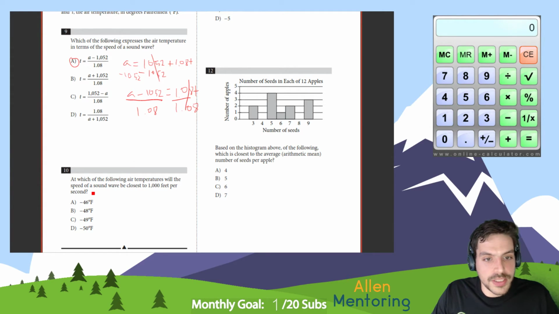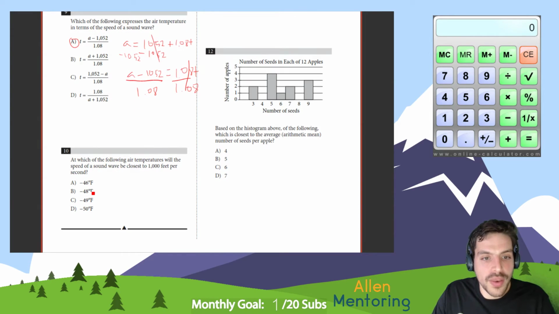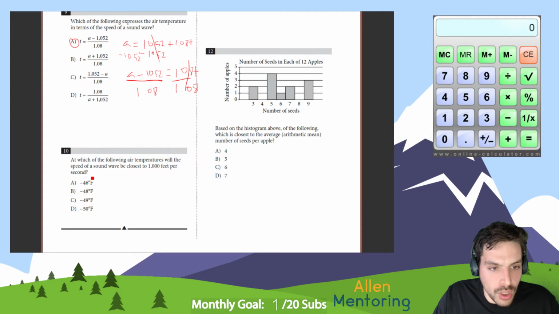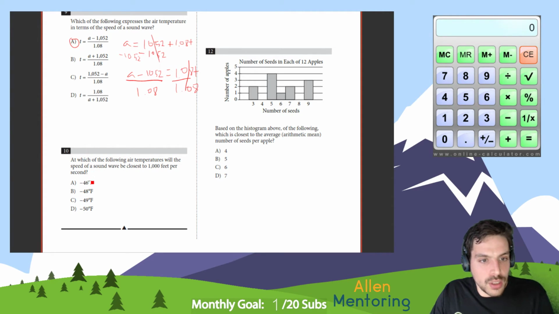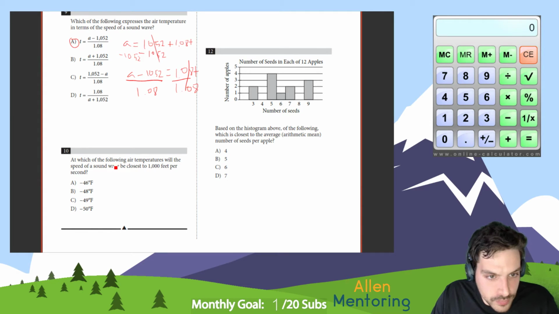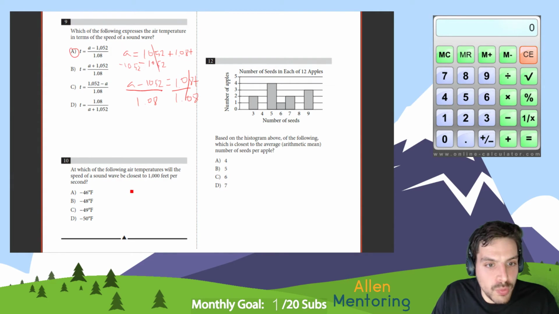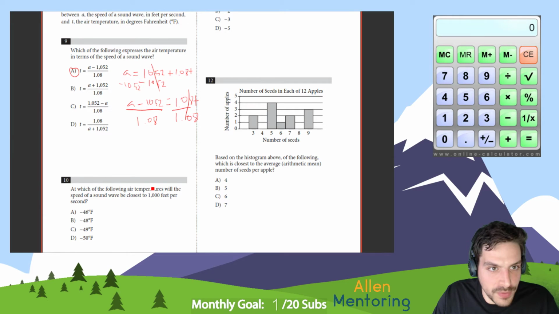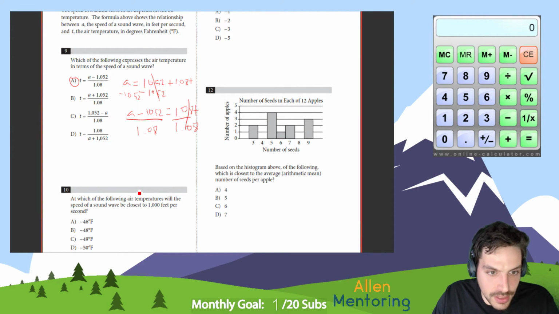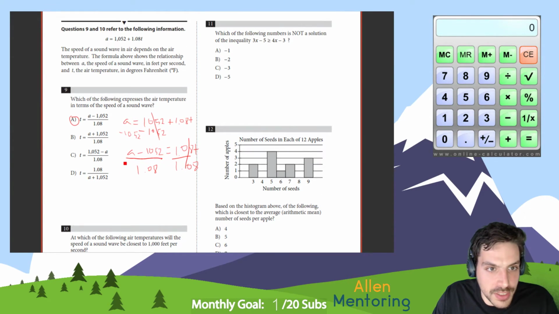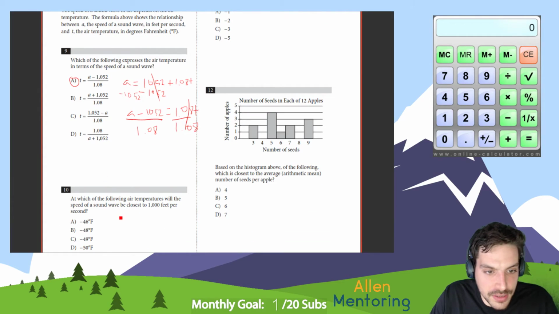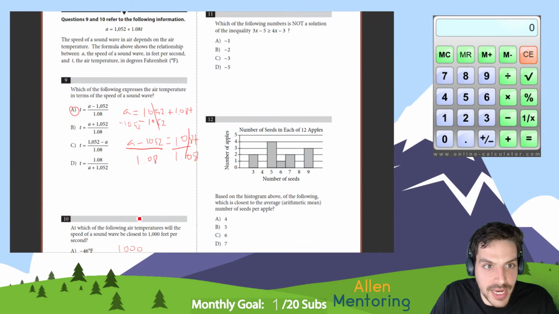At which of the following air temperatures will the speed of a sound wave be closest to 1,000 feet per second? All right. So, which of the following air temperatures? Okay. So we want to set 1,000. Which one of these represents the speed? A is the speed, right? So we're going to set 1,000 to be equal to A.